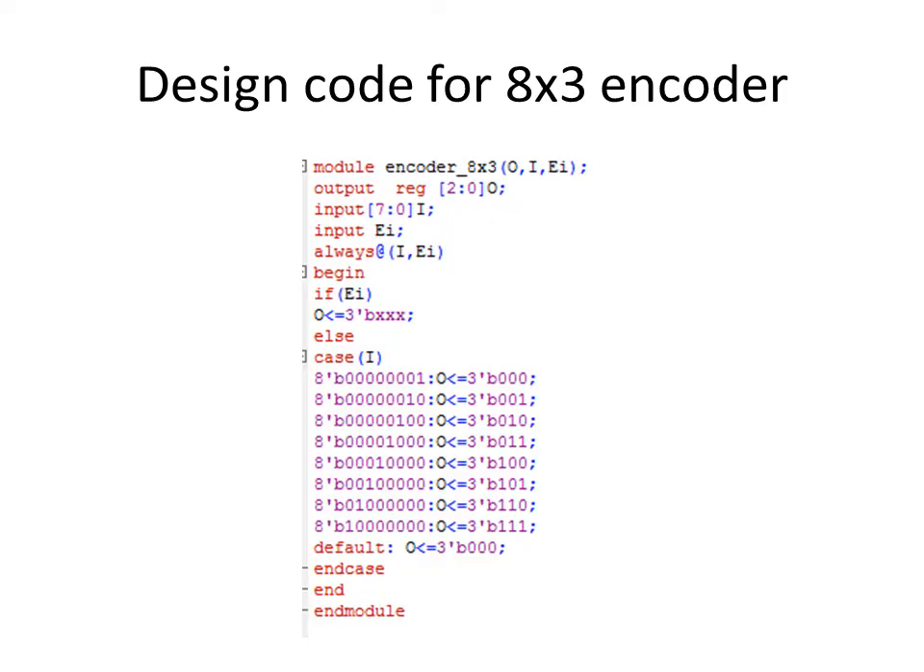And finally, we have to give the default statement in the case, otherwise it may act as a latch. If any of the inputs is not selected, the output acts as feedback to itself. That's why we have to use this default statement. In the default case, the output is declared as 0, 0, 0.